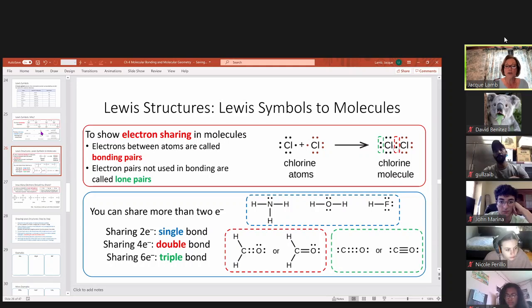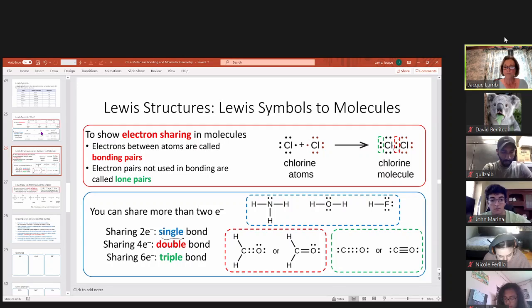Now, molecules can also share more than 2 electrons. If they are sharing 2 electrons, that's a single bond. If they're sharing 4 electrons, like the carbon and oxygen down here in our completed Lewis structure, that is a double bond. If they're sharing 3 pairs of electrons, which you have in carbon monoxide, that would be a triple bond. So you're sharing 6 electrons between the 2 atoms.